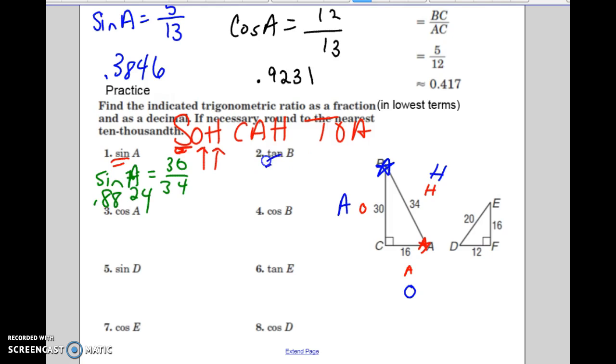And I want tangent, which is opposite over adjacent. So tangent of B, now I'm using my blue letters, right? My opposite would be 16 over my adjacent, which would be 30. So what's 16 divided by 30? One more time. 0.5333. Everybody agree? Yes. Good. Try 3 and 4.